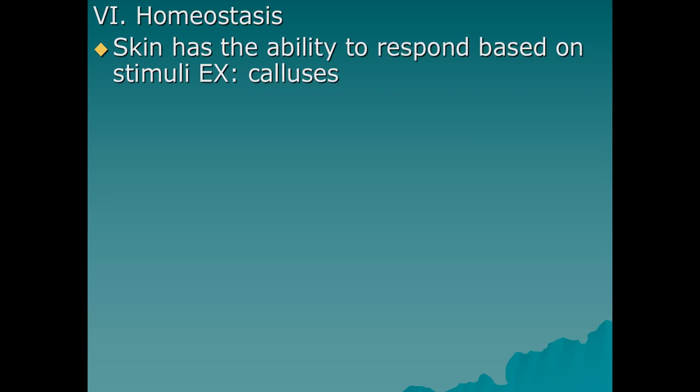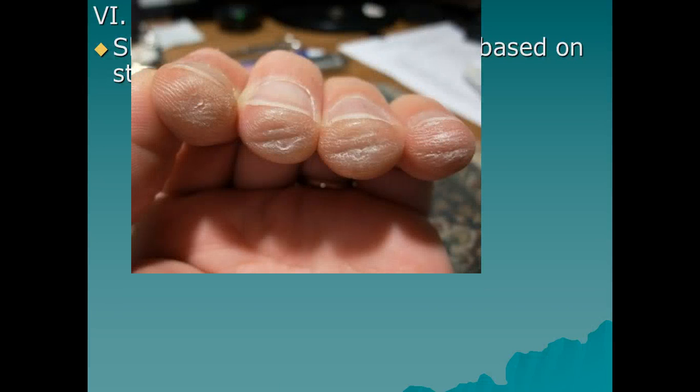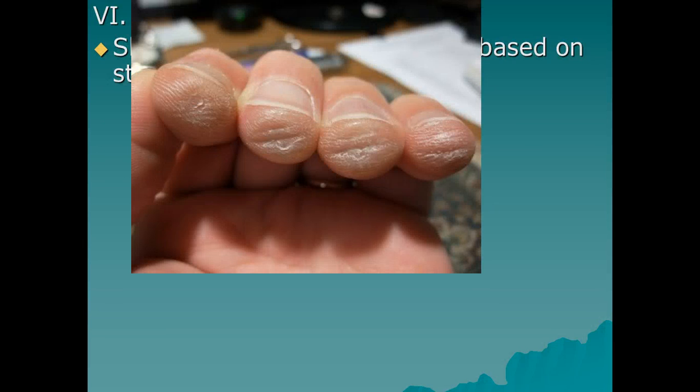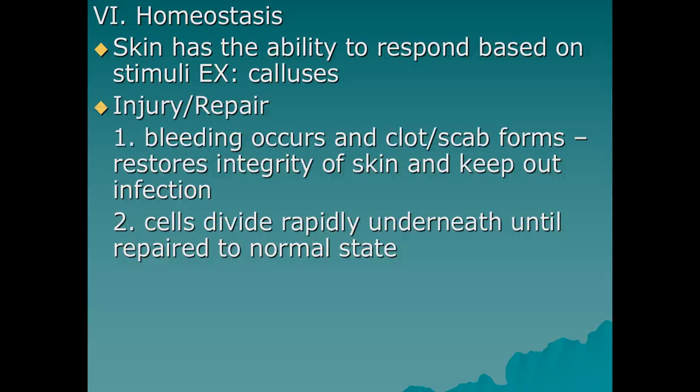Alright, so what does your skin do for homeostasis? Skin has the ability to respond to stimuli. Remember, homeostasis is the maintaining of a stable working internal environment. So one of the things your skin does in order to do that is it creates calluses. Calluses are created in response to stimuli to those particular regions. It's essentially a buildup of a thicker layer of that outermost keratinized layer of dead skin cells. There's guitar calluses. Anybody that's played guitar has had those before.